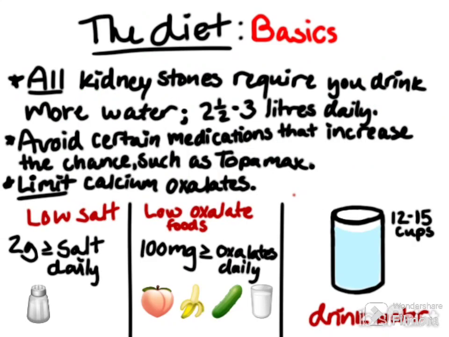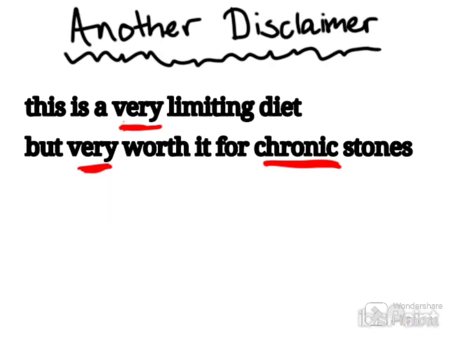Optimally, you'll be drinking more water with kidney stones. 2.5 to 3 liters daily is recommended. Of course, avoid certain medications that can increase these stones. With this diet, you will be limiting calcium oxalates, salt, sugar, and drinking more water. You can do this by eating low oxalate foods.